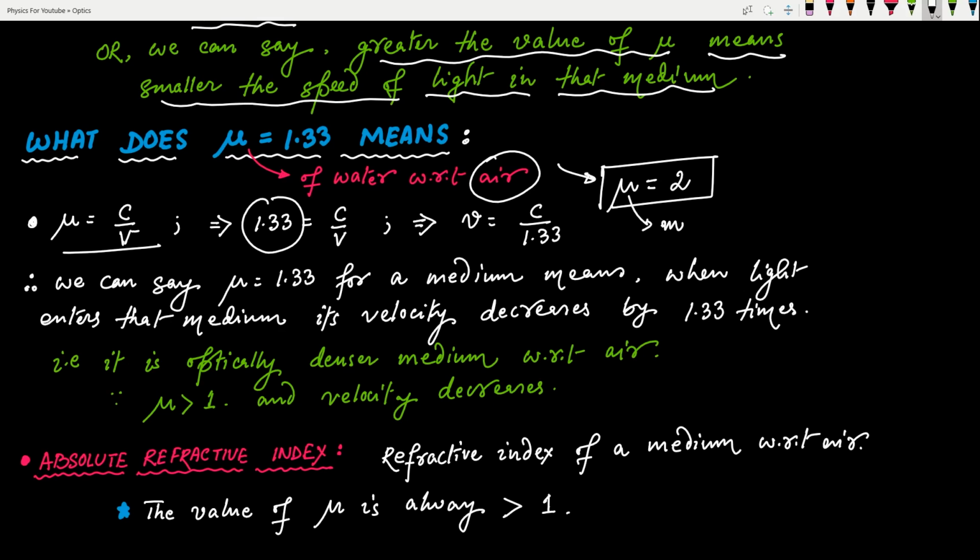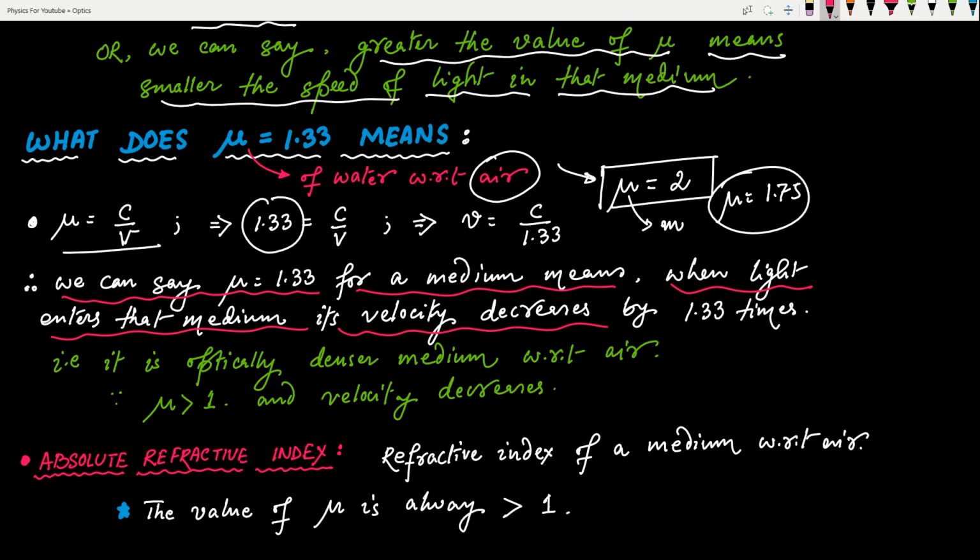I'll repeat again. If mu is equal to 1.75, this actually means that the velocity of light in that medium is 1.75 times smaller than the speed of light in air. I hope this is clear. It has to be smaller because the speed of light is maximum in air. That is the maximum. So this is very important. I'll highlight this with a different color. We can say that mu equal to 1.33 for a medium means when light enters that medium, its velocity decreases by 1.33 times. And since the velocity is decreasing, we say that medium is an optically denser medium with respect to air.